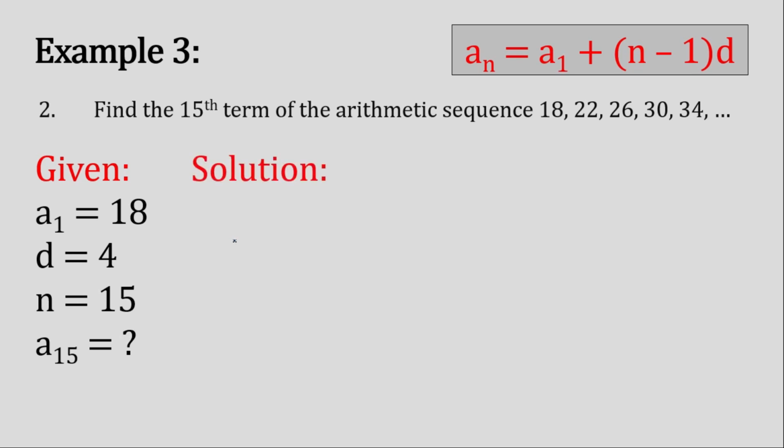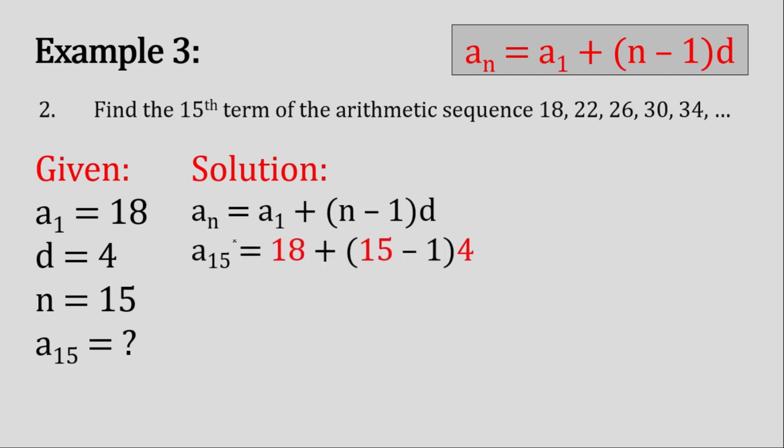Now let's solve this by first writing the formula. Then let's substitute all the values that we have. So for a sub n, we have a sub 15. For a sub 1, we have 18. For n, we have 15. And for d, we have 4.